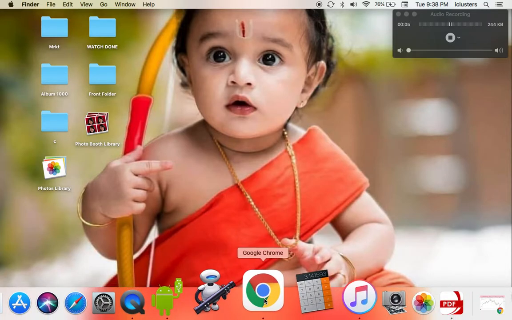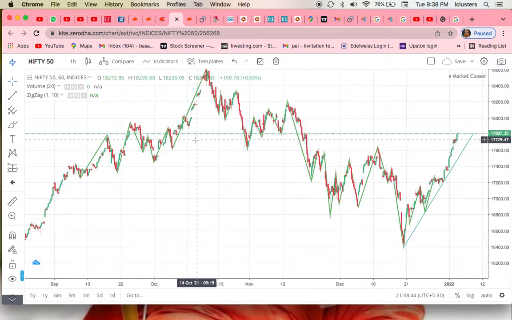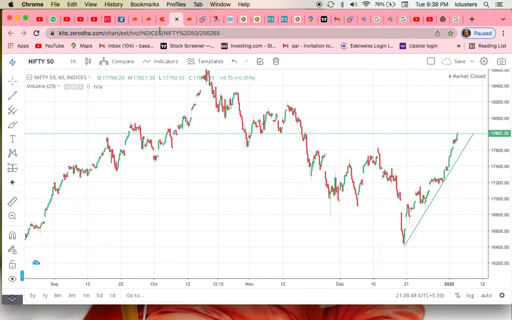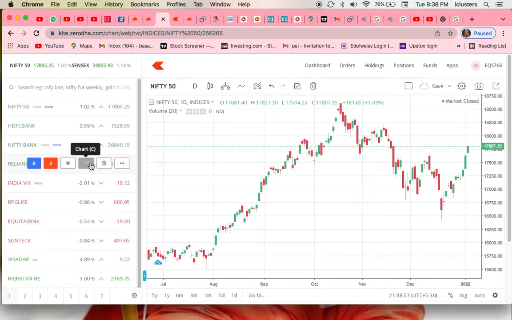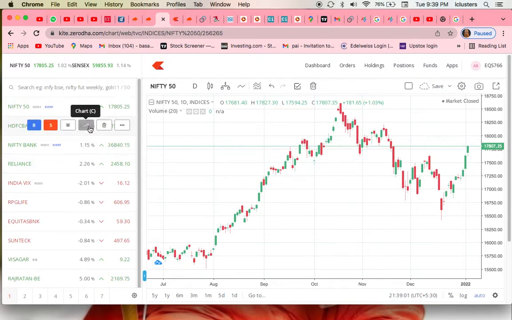Today we are going to discuss chart analysis. Okay, see, I have opened here. I have logged in to my Zerodha account, and I will show you how to analyze these charts, support and resistance and trend lines. I will show you how to analyze the trend, and the support and resistance areas. Okay.